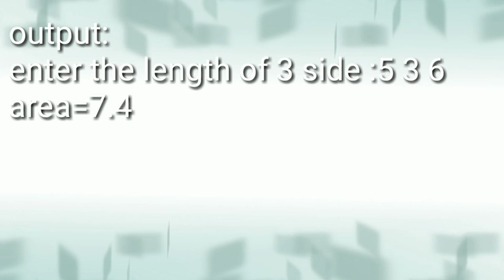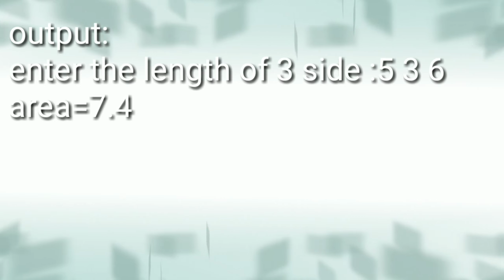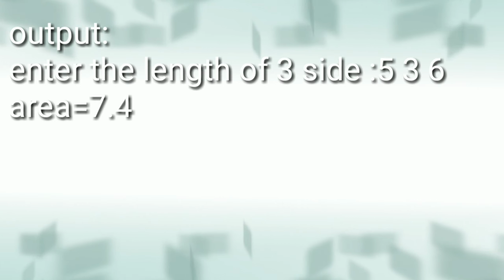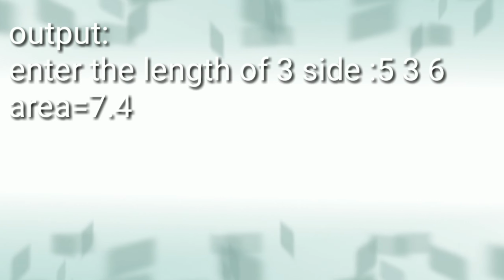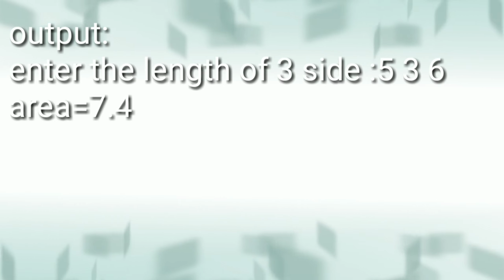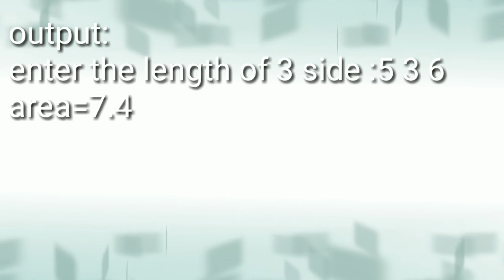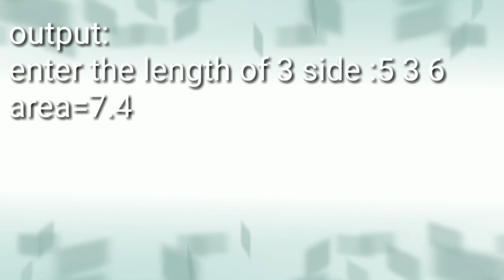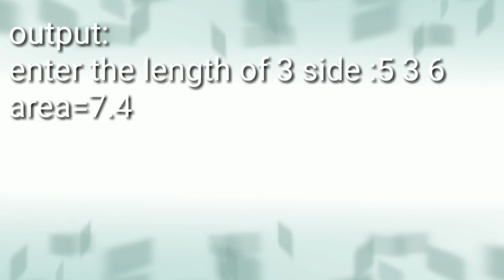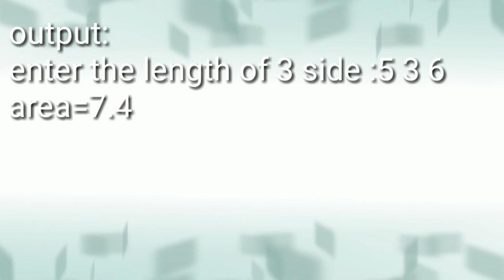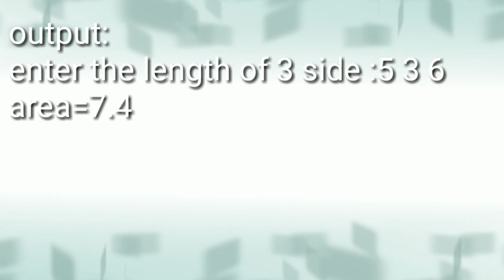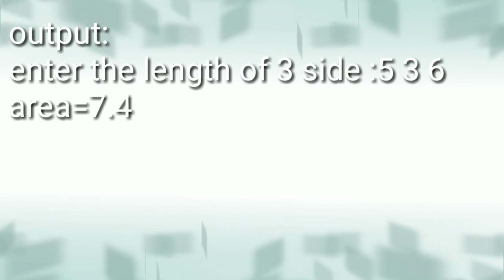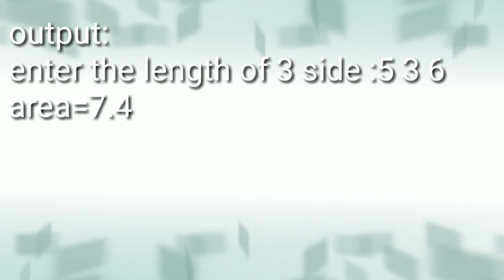Next comes the output area, total calculated value. Area is equal to 7.4. This S1, S2 and S3, 5, 3 and 6 is calculated in those two formulas. S is equal to S1 plus S2 plus S3 divided by 2 and area is equal to the square root, and inside that, the values of these 3 sides will be given there. Then it is calculated. Overall area is 7.4.